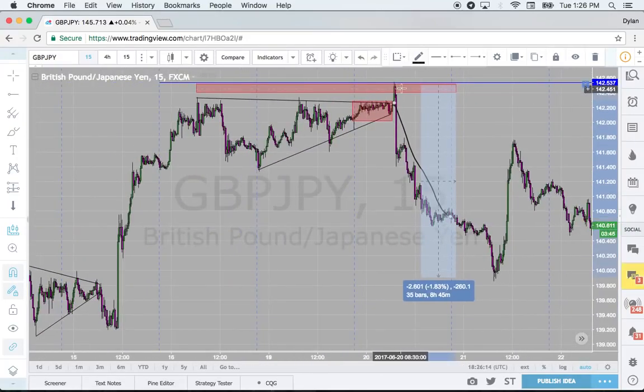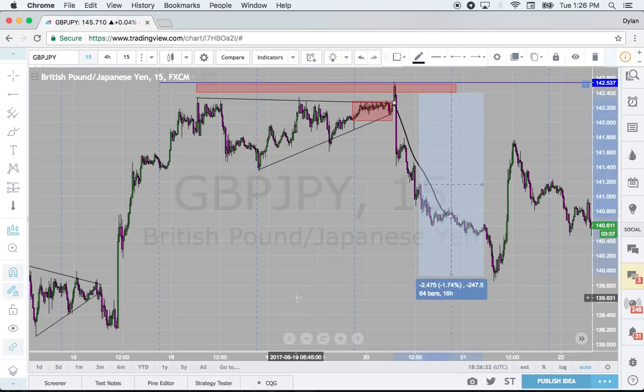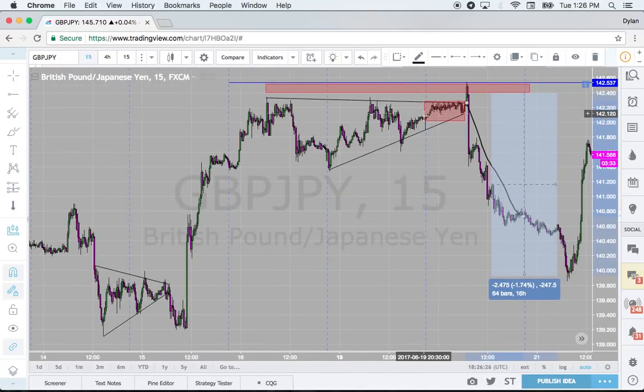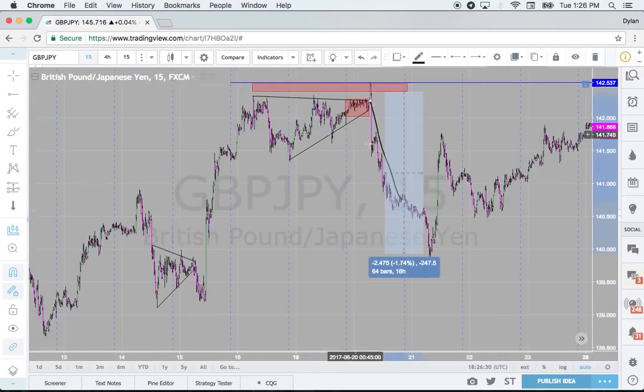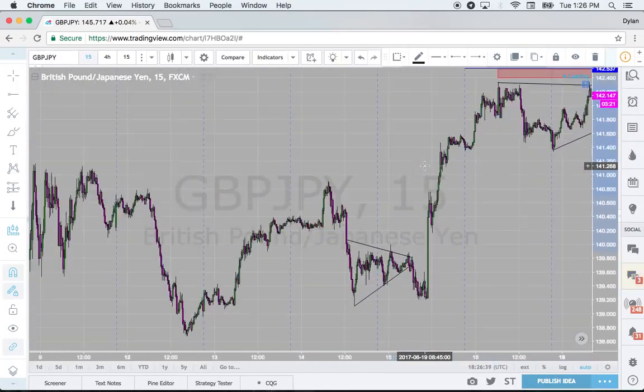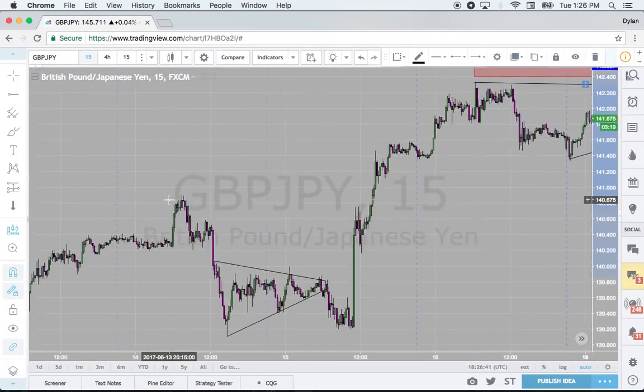This trade, you could have had a 15 to 25 pip stop loss and then a few hundred pip take profit. The larger the wedge and the larger the breakout, obviously the larger the move, the larger the profit margin you will have available. So here's another setup.